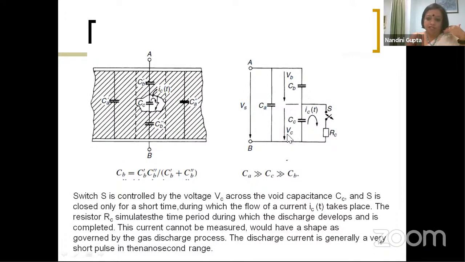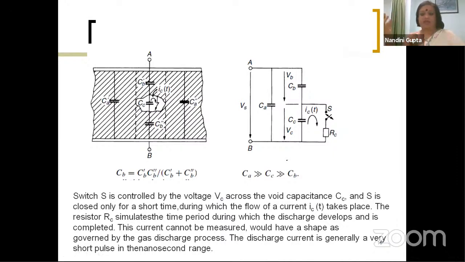And you have a voltage VC across the void. This voltage VC is allowed to build up across the void at the point of discharge. Let us imagine VC is the voltage, and a current IC flows through this closed loop. The resistor RC simulates the time period.